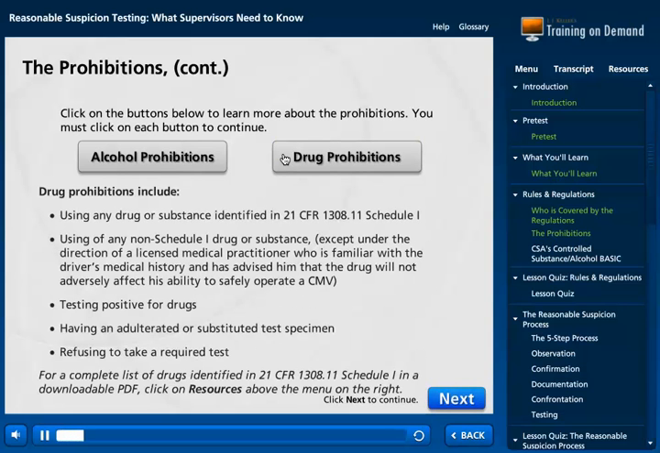The drug prohibitions are designed to prevent drivers from using drugs. Drivers are also not allowed to refuse a required drug test. For a complete list of drugs identified in 21 CFR 1308.11 Schedule 1 in a downloadable PDF, click on Resources above the menu on the right.